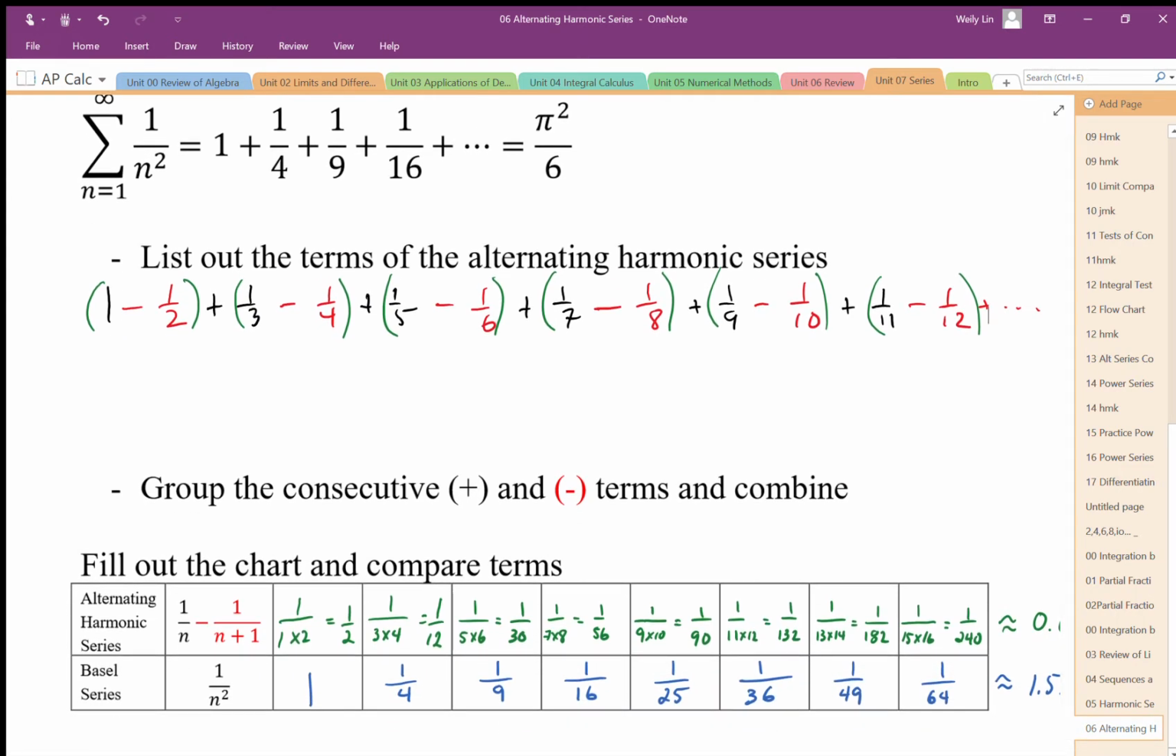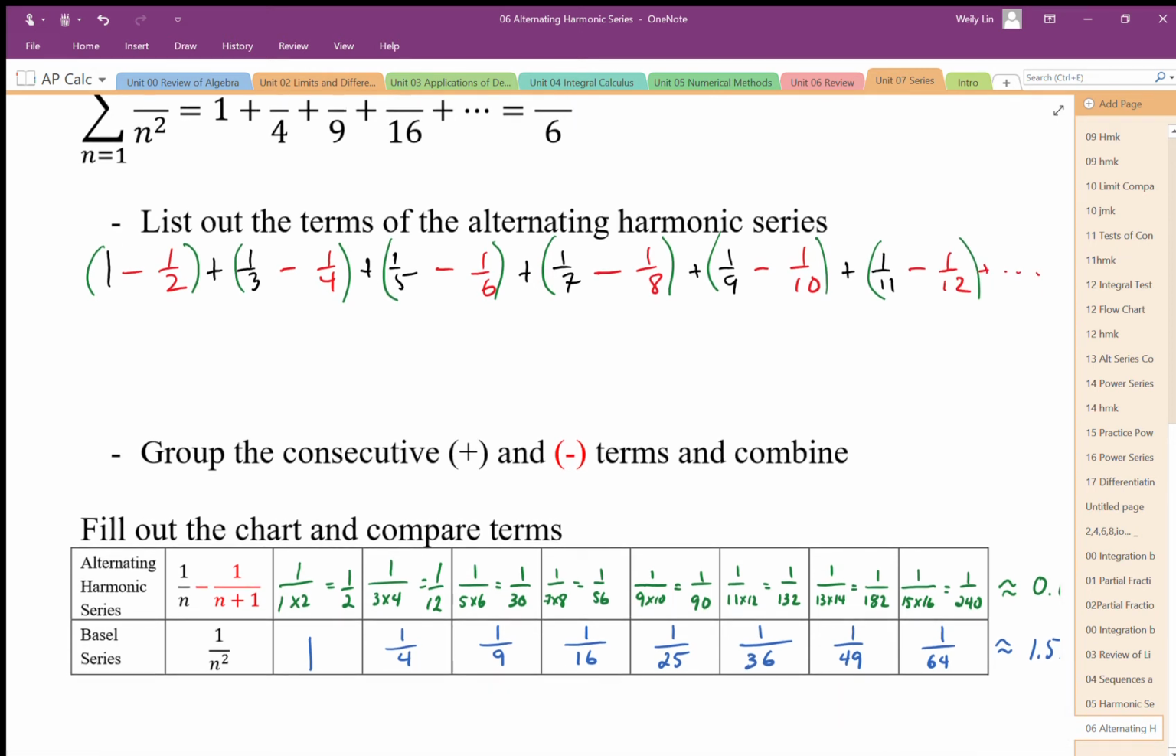So once we've listed out all the terms here and grouped them together, when I do the addition or subtraction of fractions, I'm going to get a common denominator, which is 1 times 2, so I get 1/2. The common denominator here is going to be 3 times 4, and because they differ by 1, we're going to end up with 1 over 3 times 4, which is 1/12. So there's actually a pattern to this.